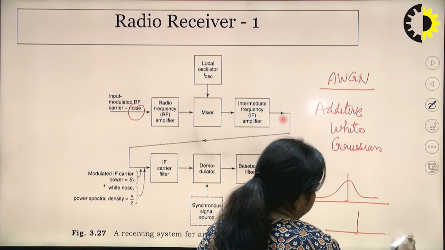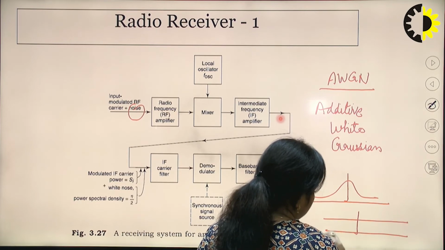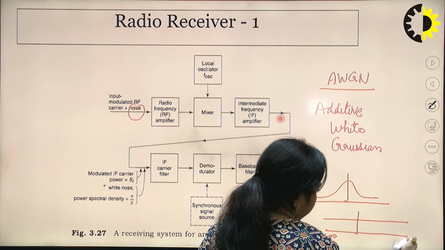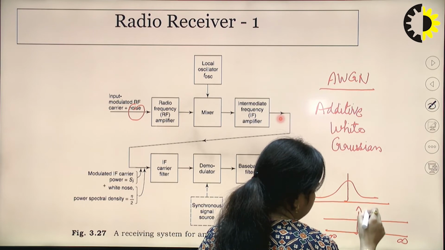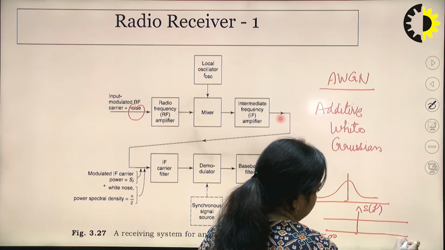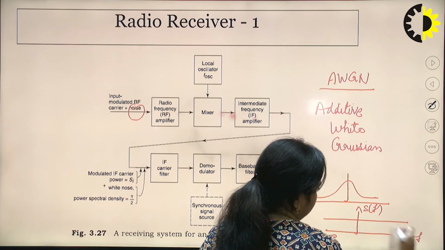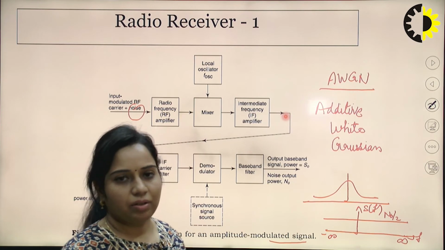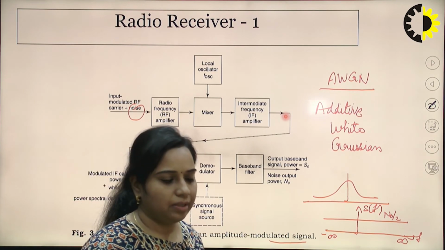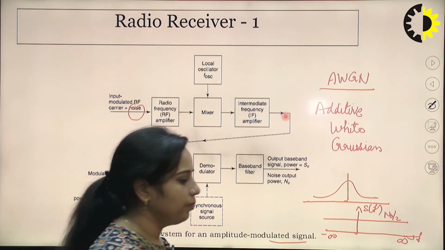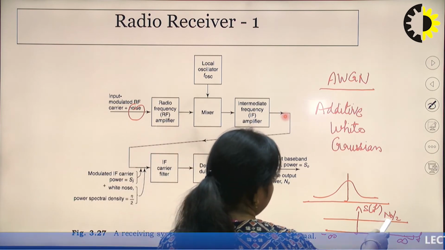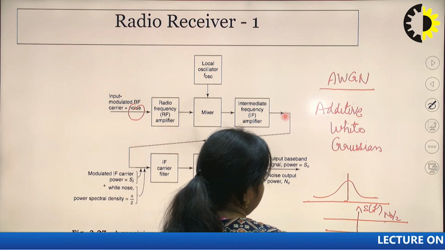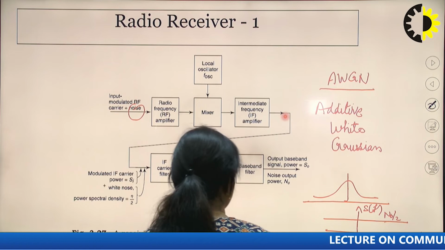When you draw its power spectral density from minus infinity to infinity, let's say S(f) versus f, its power spectral density is constant, that is N naught by 2. Now N naught is a constant factor. So that will be the constant value N naught by 2, extending from minus infinity to plus infinity.